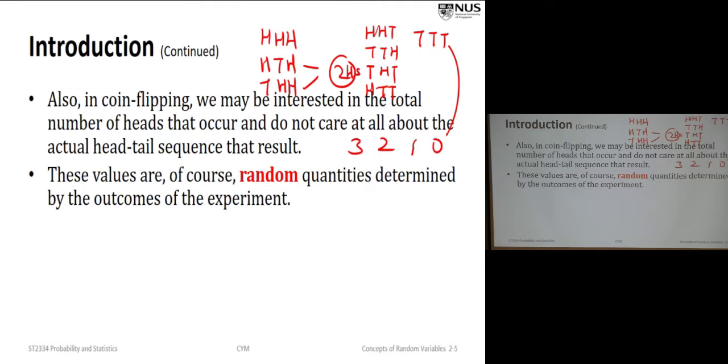How about x equal to 1? That means 1 head. This corresponds to 3 sample points. What are these 3 sample points? Head, tail, tail, tail, head, tail, and tail, tail, head. There are 3 sample points that give you 1 head. So in other words, they are not equally likely. So it's important that you know which sample points or events are equally likely and which are not.